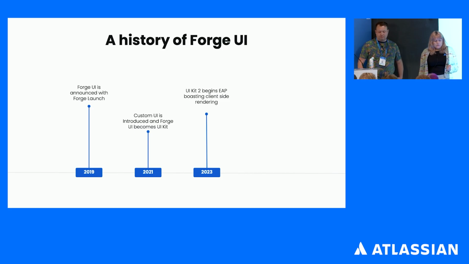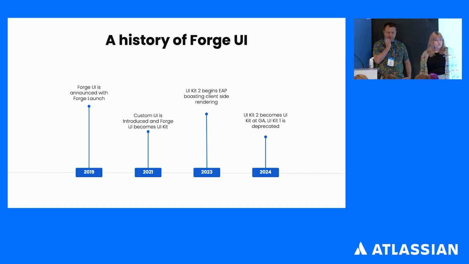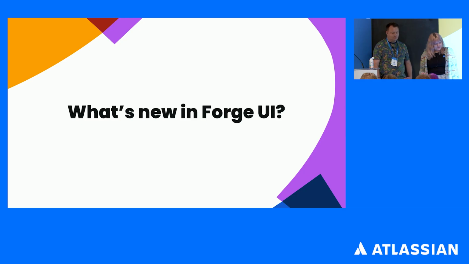So we realized that basically that initial offering didn't nail the brief. And with a few years of experience under our belts, we decided to work on a new iteration of UIKit, which you guys seem to be quite familiar with. We called it UIKit 2 initially when we announced it at EAP, and in 2024, it was officially released to GA. James has already told you about lots of the benefits of that. So let's get James to tell you about what's new in Forge UIKit.